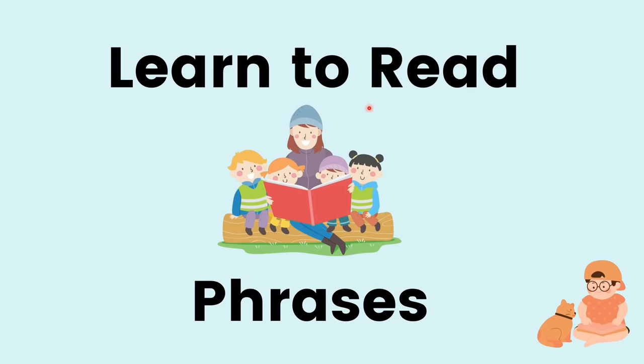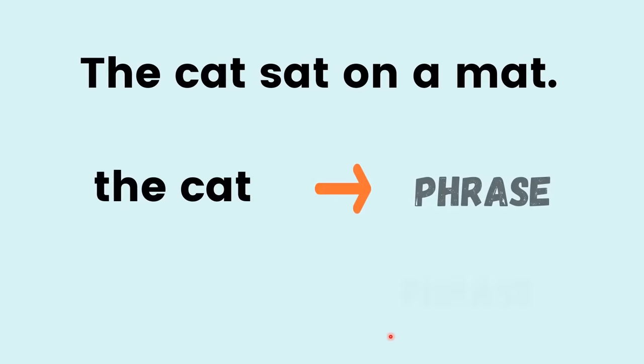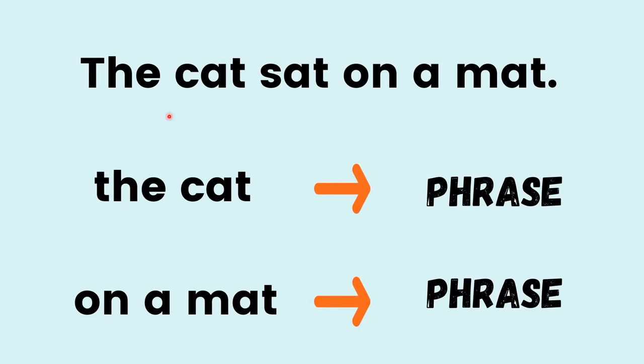Learn to read phrases. What is a phrase? A phrase is a group of words that work together to make meaning, but it is not a complete sentence. For example, the cat sat on a mat. This is a sentence. The cat is a phrase. On a mat is also a phrase.